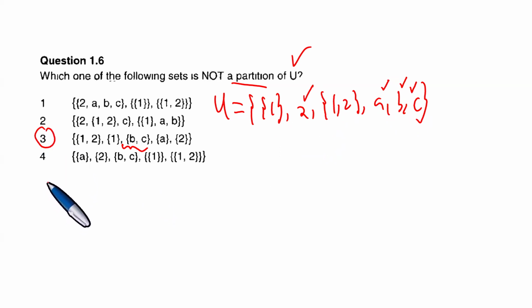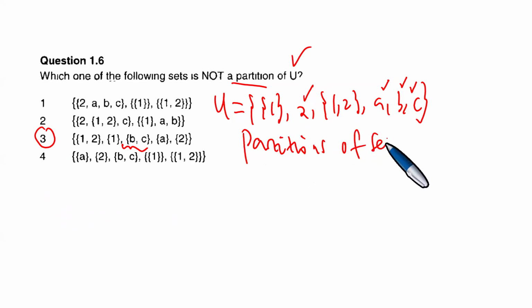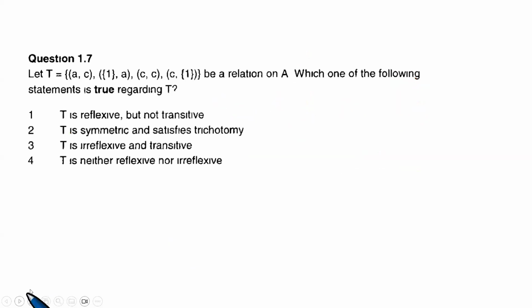Right, so option 3 would therefore not be a partition of U. We shall spend a great deal of time discussing the notion of partitions of sets. We look at the next question.